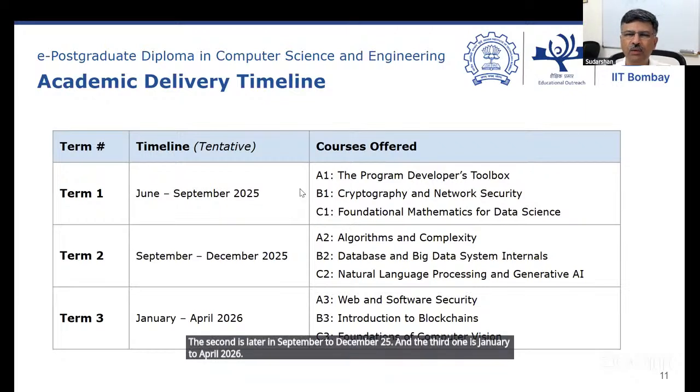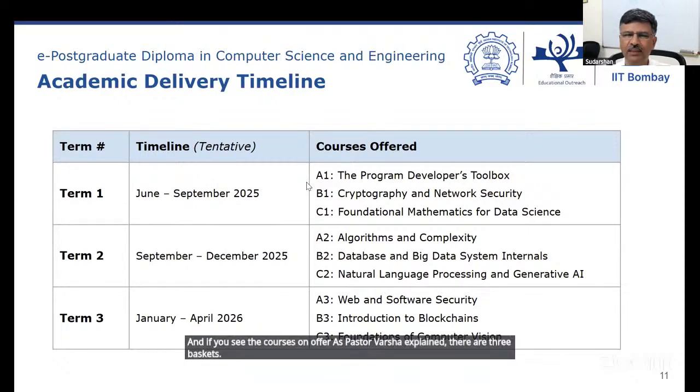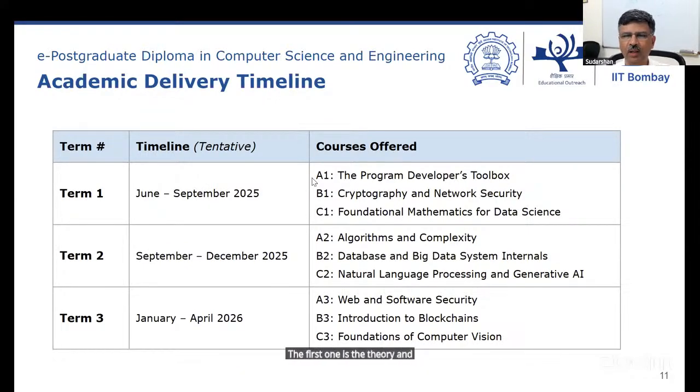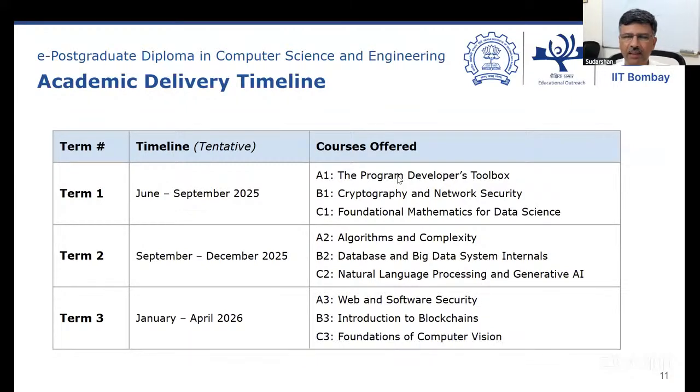And if you see the courses on offer, as Professor Varsha explained, there are 3 baskets. The first one is the theory and practice of advanced programming. That is the A1, A2, A3 set of courses. Then the second is the systems, computing systems. That's B1, B2, B3. And the third is AI and ML. That is C1, C2, C3. And we will be describing these courses in more detail.